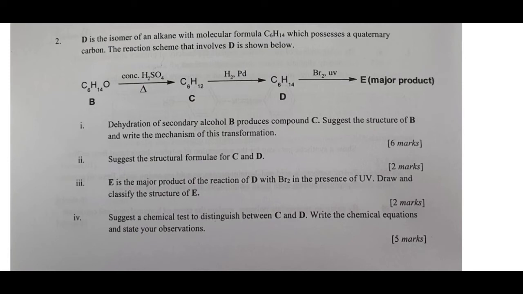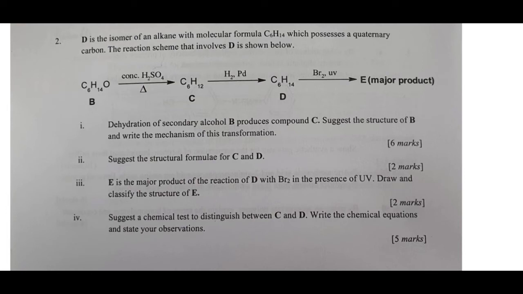So question number 1, dehydration of secondary alcohol B produces C. Suggest the structure of B and write its mechanism. Question 2, suggest the structural formula of C and D. E is the major product of reaction of D with bromine in the presence of UV. Draw and classify structure E. Suggest a chemical test to distinguish C and D. Write the chemical equations and state your observations.